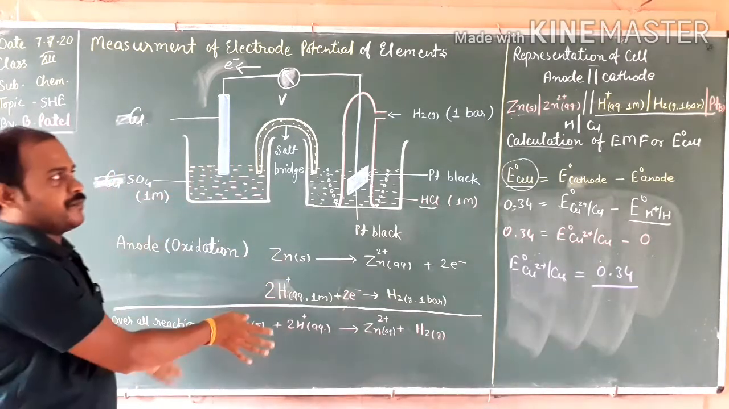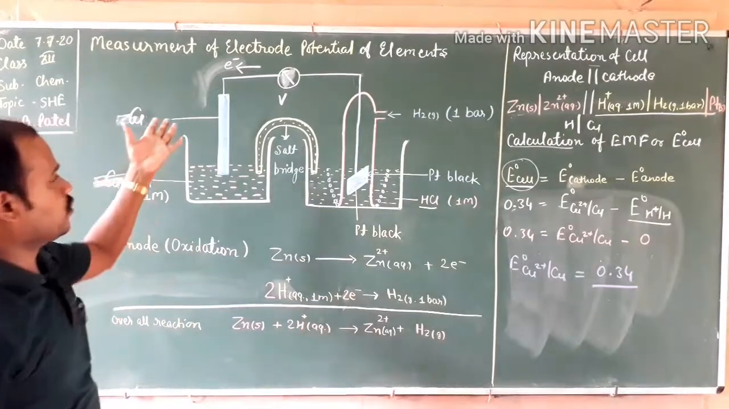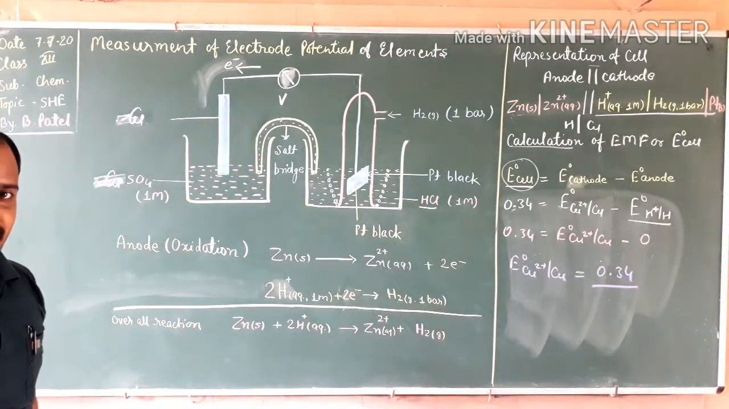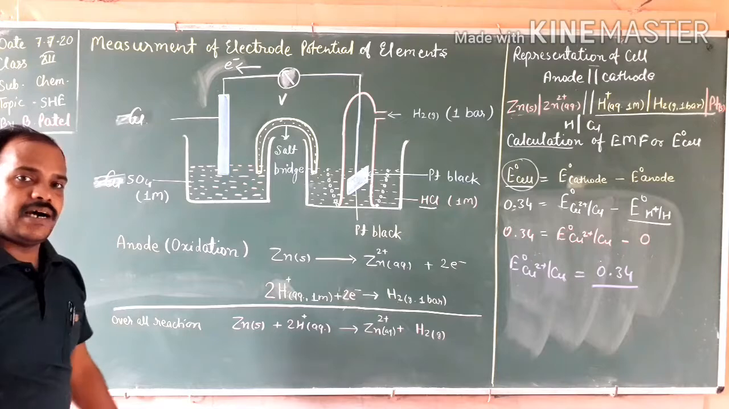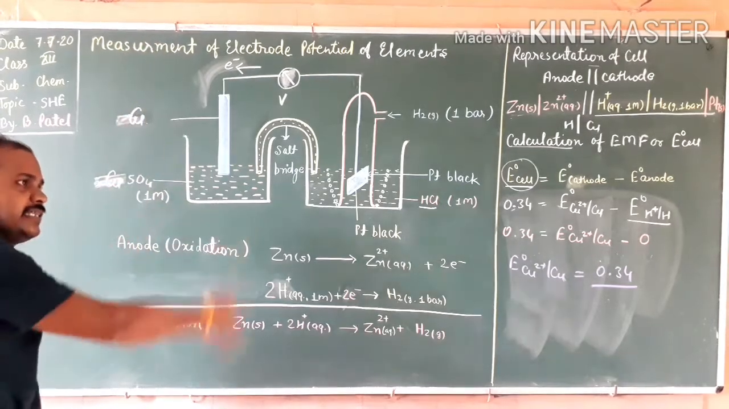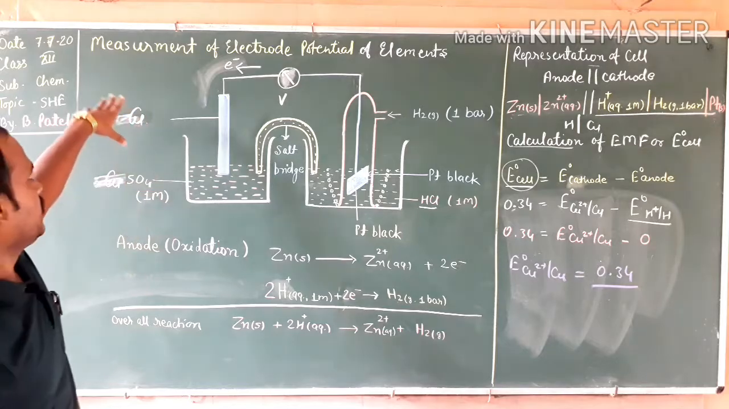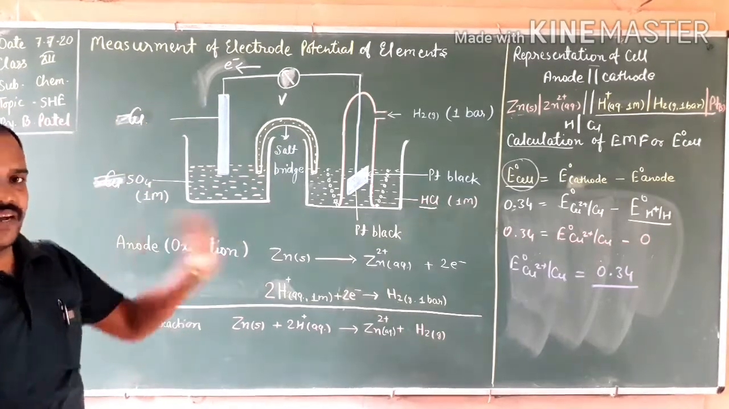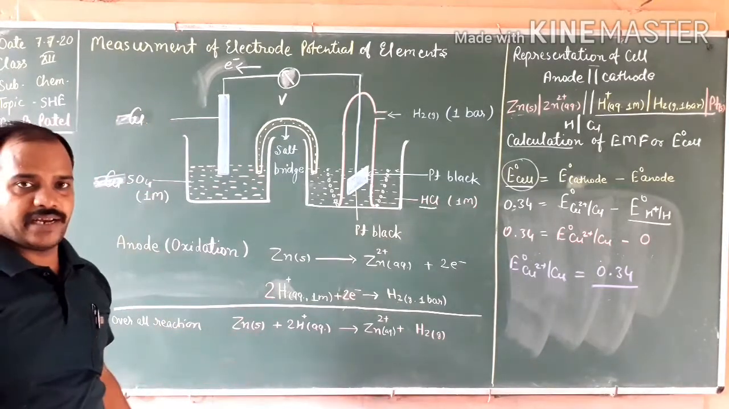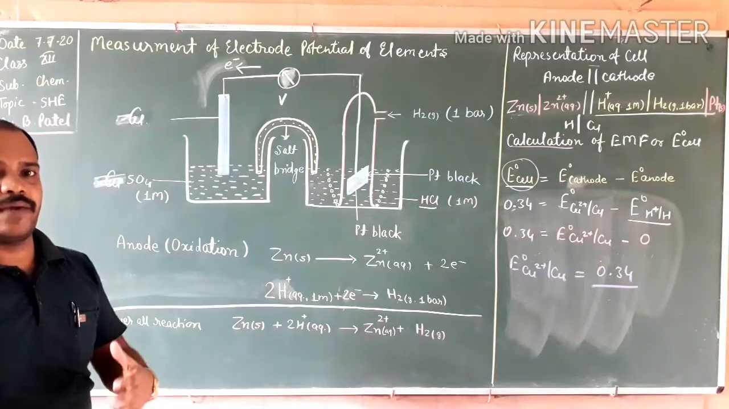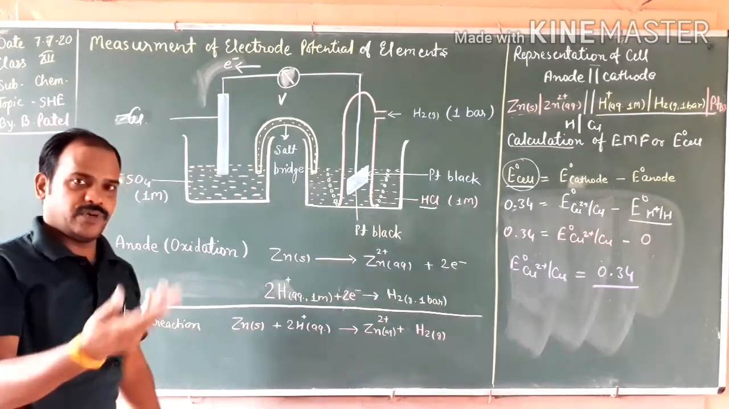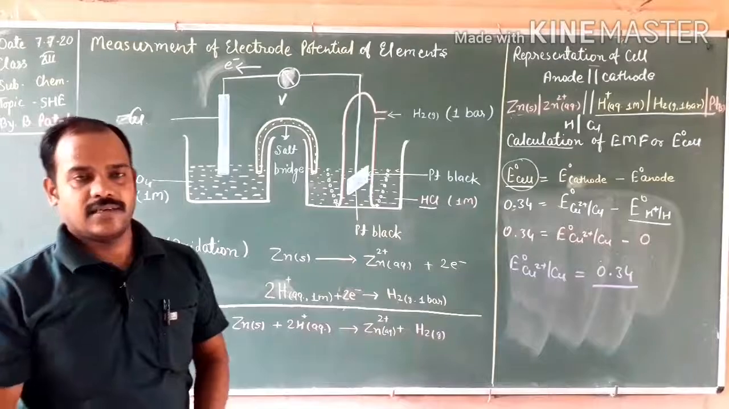So in the same way, we can calculate the electrode potential of different elements, and then we will arrange the electrode potentials in increasing order or decreasing order. By arranging the standard electrode potentials of different elements, a series is obtained which is known as the electrochemical series. So in my next video, we will discuss that series.